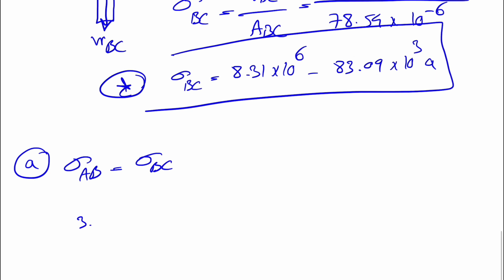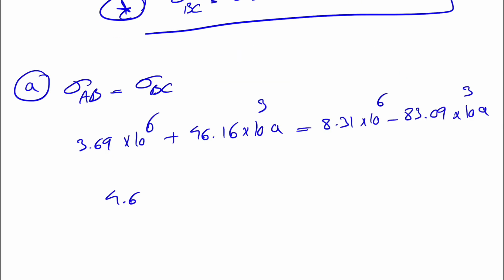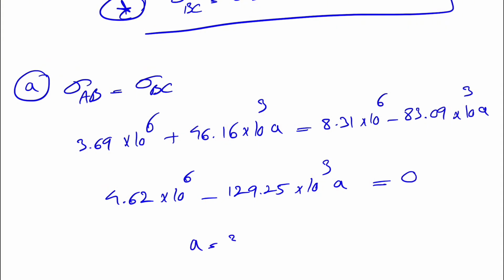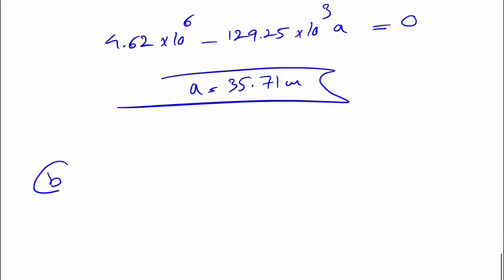I'm just going to write it down in here. 3.69 is equal to 8.31 times 10 to the 6 minus 83.09 A, and what we're going to get in here is 4.62 minus 129.25 A equal to 0, and from here we can find A, which will be 35.71 meter. So that's what we're trying to figure out in the A part of the question, and in the B part we just have to find the maximum normal stress in this condition.